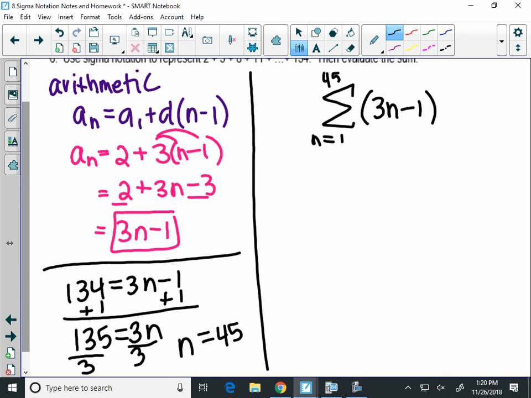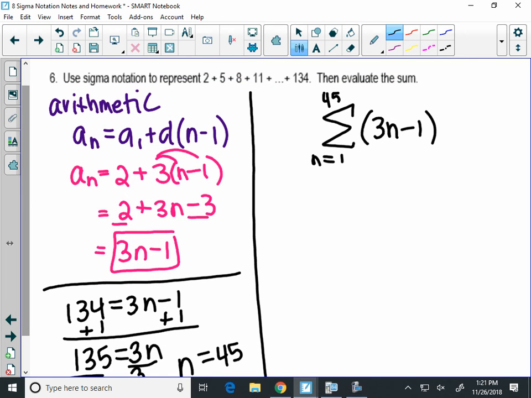Yes? 2 is the term, but it's the first term, right? It's n equals 1. So we start at 1, we're going through 45.